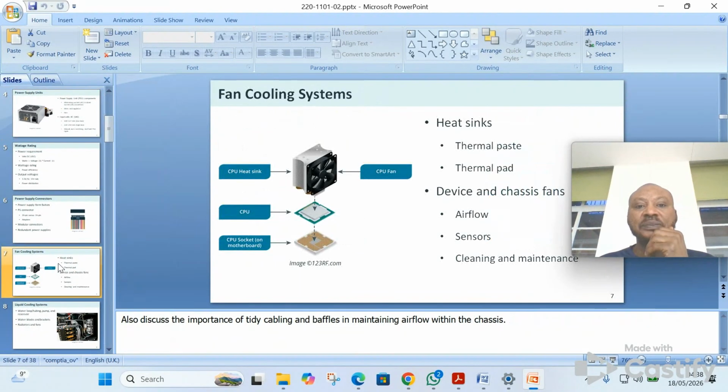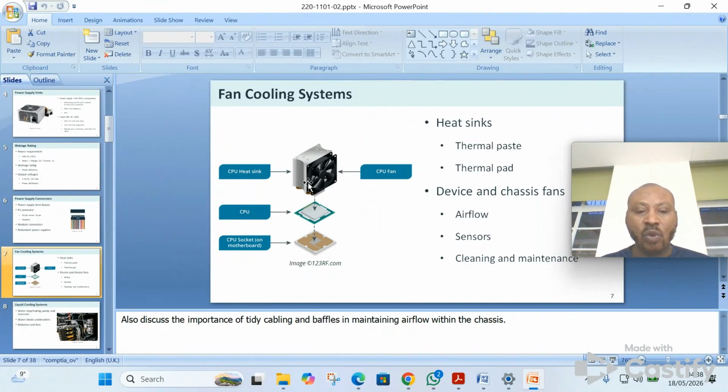Okay, now the next thing is the cooling fan. The cooling fan is usually the fan that is connected to the CPU. Again, in lesson one we talked about the CPU and the CPU socket. We told you how to fix it and how to connect to the CPU socket. All right, now let's see the heat sink.